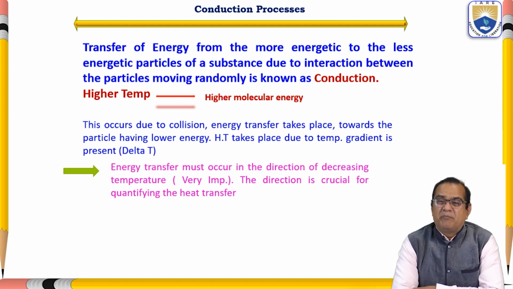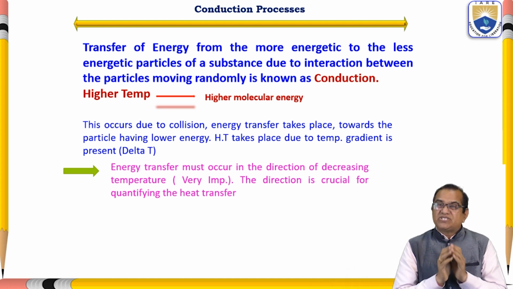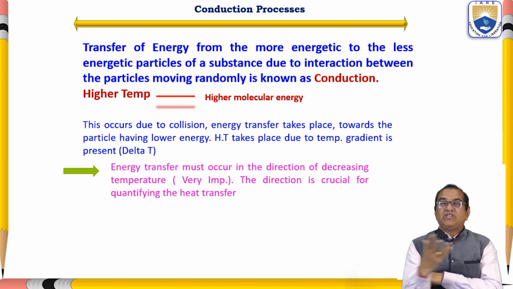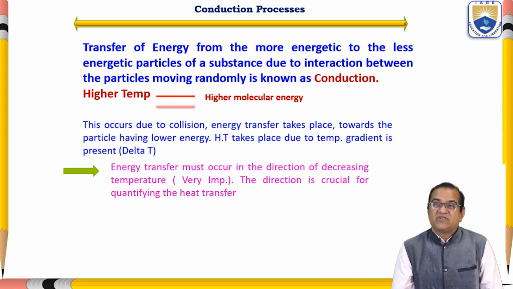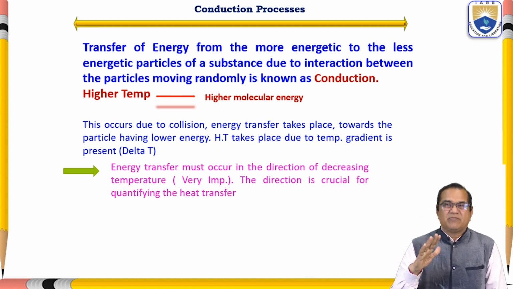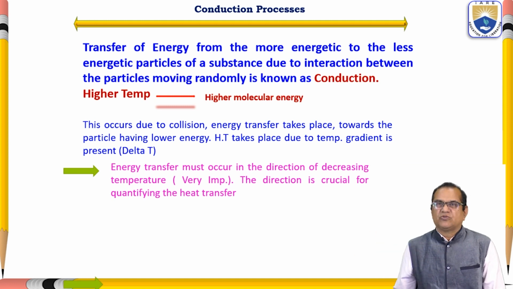Energy transfer must occur in the direction of decreasing temperature. Very important. The direction is crucial for quantifying the heat transfer. It is essential that you find out in which direction the heat transfer will be, and it is always from the high temperature zone to the low temperature zone.